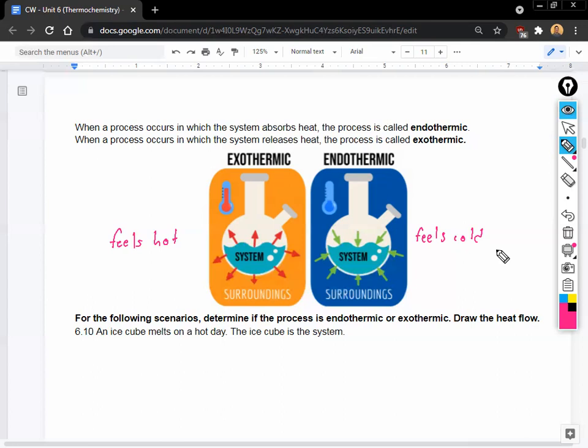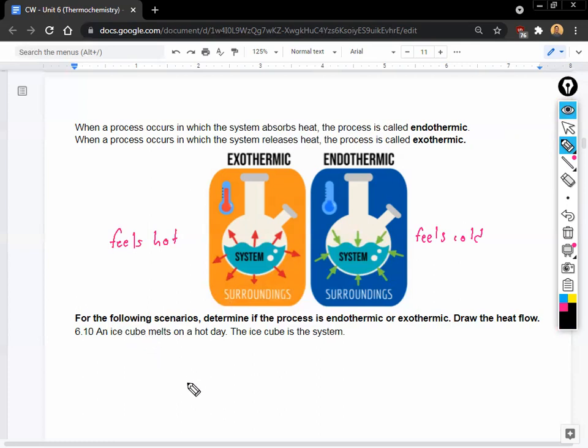Okay, so I'm going to do 6.10 with you guys, and then we have two more for you guys to try. So let's look at the directions. It says, in the following scenarios, determine if the process is endothermic or exothermic. You also need to draw the heat flow. Okay, so let's go over how to do that.